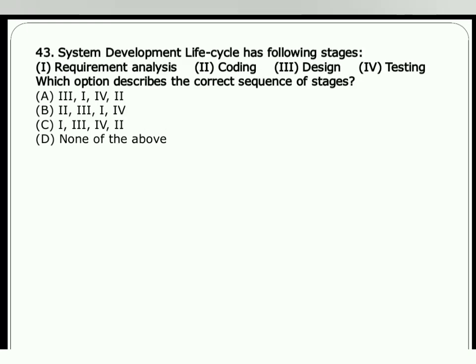The system development lifecycle has the following stages: requirement analysis, coding, design, testing. Which option describes the correct sequence of stages? First we have to gather the requirements, followed by design, coding and finally testing. So the sequence is not given here, that is none of the above. 1, 3, 2 and 4 is not mentioned here. That's why the option is D, none of the above.